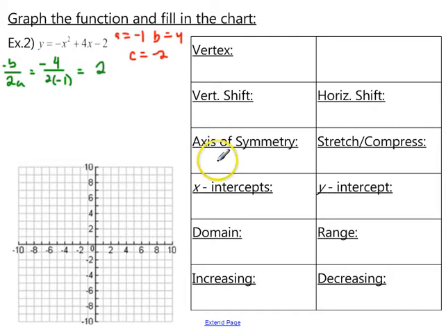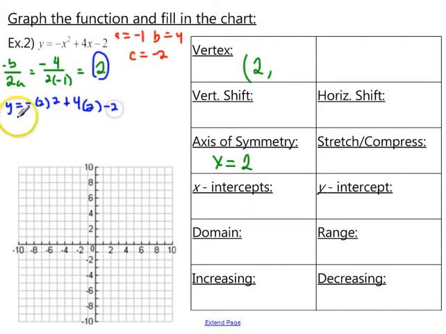So we can go ahead and write our equation for the axis of symmetry, because it's x equals negative b over 2a, so we have x equals 2. Then for our vertex, that's the x-coordinate of our vertex. So now we actually need to take that value and plug it back in for x to find the y value of our vertex. So we have y is equal to negative 2 squared plus 4 times 2 minus 2.